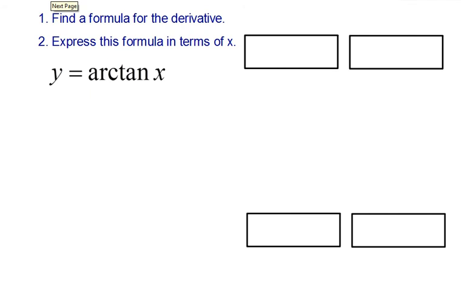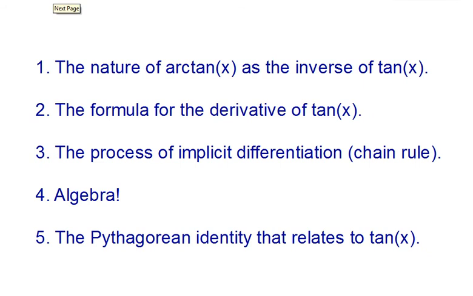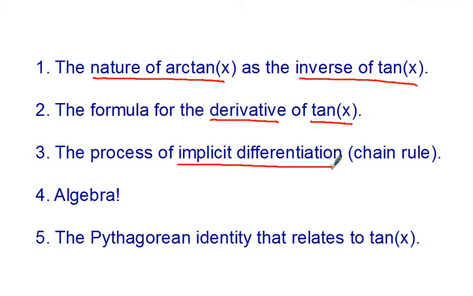Just to lay out a roadmap for what's going to happen here. To complete this task, we will need to understand the nature of arctan as the inverse of the tan function. We'll need the formula for the derivative of tan. We'll need a solid understanding of implicit differentiation, which is just an application of the chain rule. We'll need, as always, solid algebra skills. And ultimately, we'll need one of the trigonometric identities relating to the tangent function. So all these things will come into play in a lovely way.